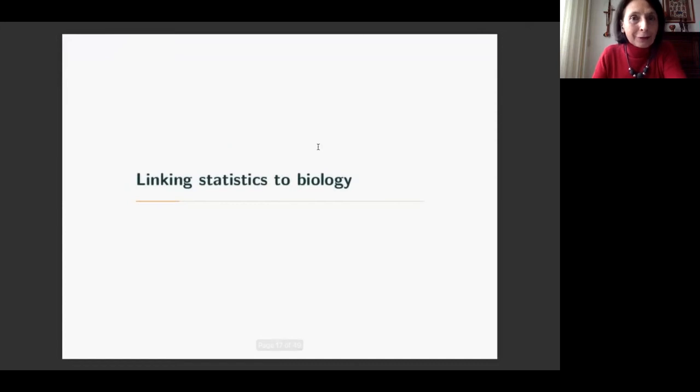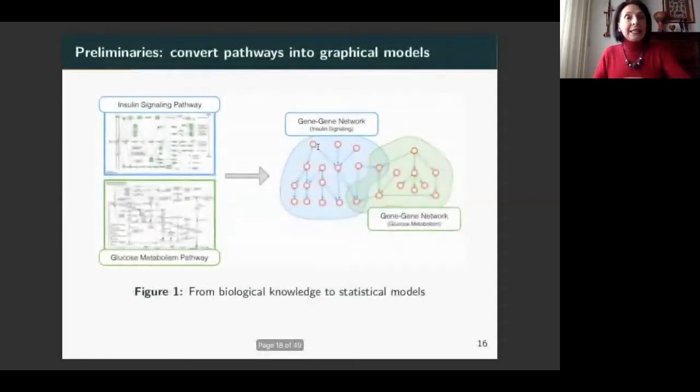So, end of this crash course in graphical models, very quick, hope not too annoying. Let me show you how we now link biology and statistics. The first step that we take is that of converting a biological network into a graphical model. And the closest form of graphical models that we have is that of DAGs, directed graphs. So gene products in the biological pathways become variables in the graphical model, and interactions become edges.